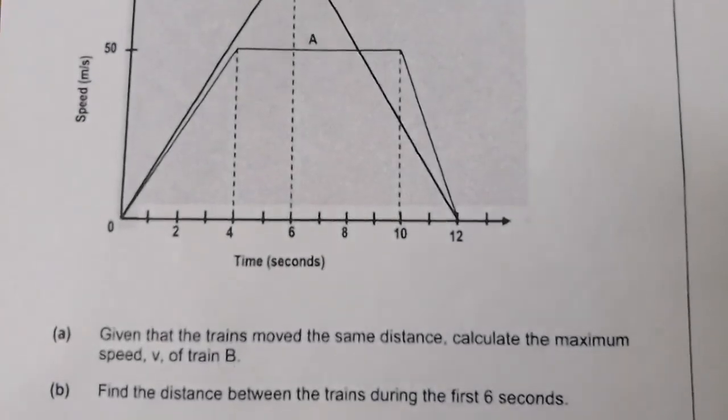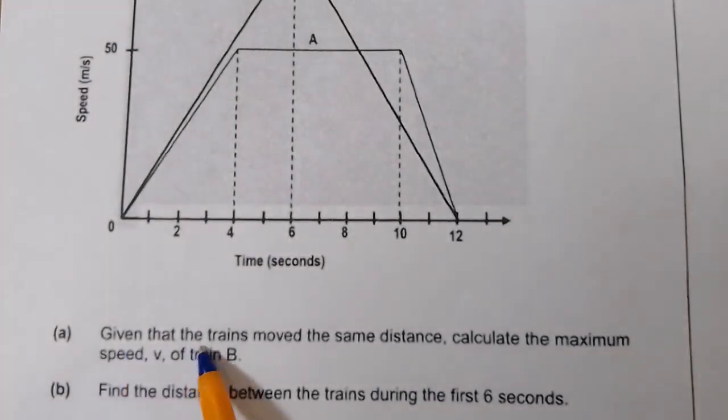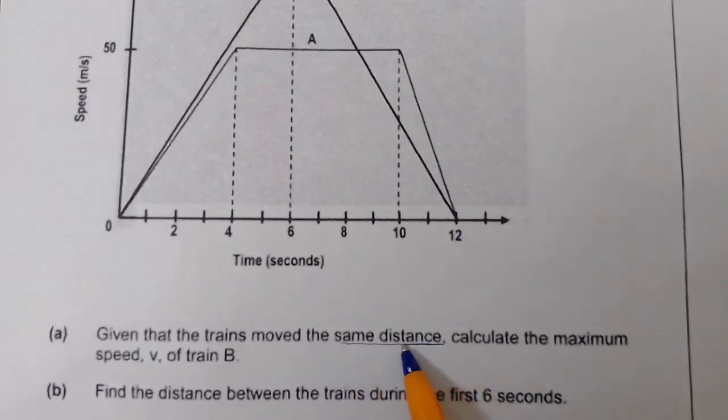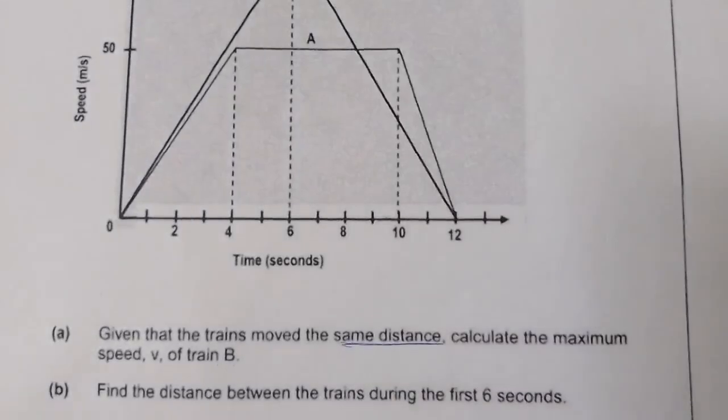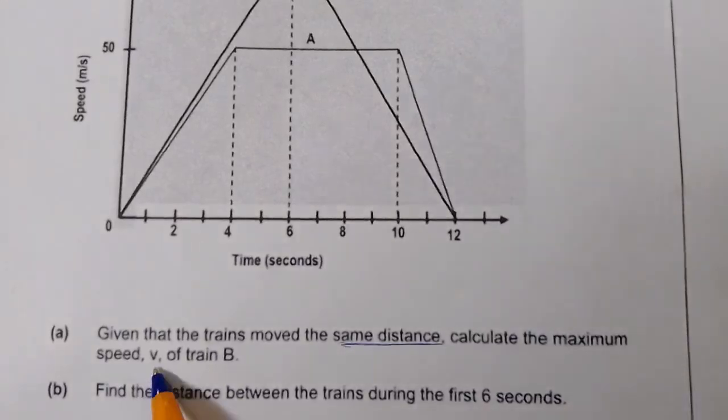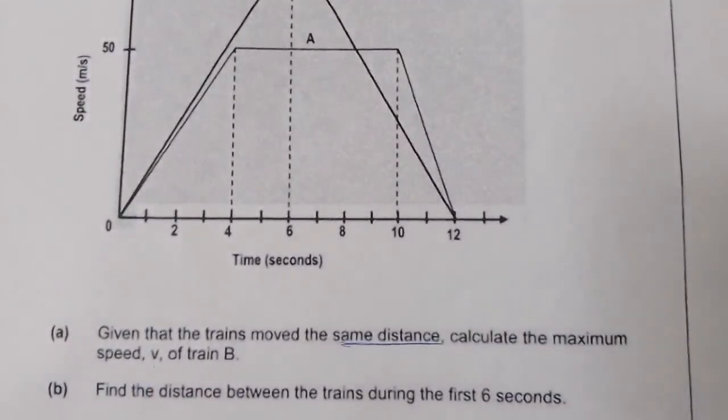So the key statement here is that given that the trains moved the same distance, they covered the same distance. So they want you to calculate the value of v. You now need to understand this question clearly and very well, so I want you to follow me properly even as I start explaining this.